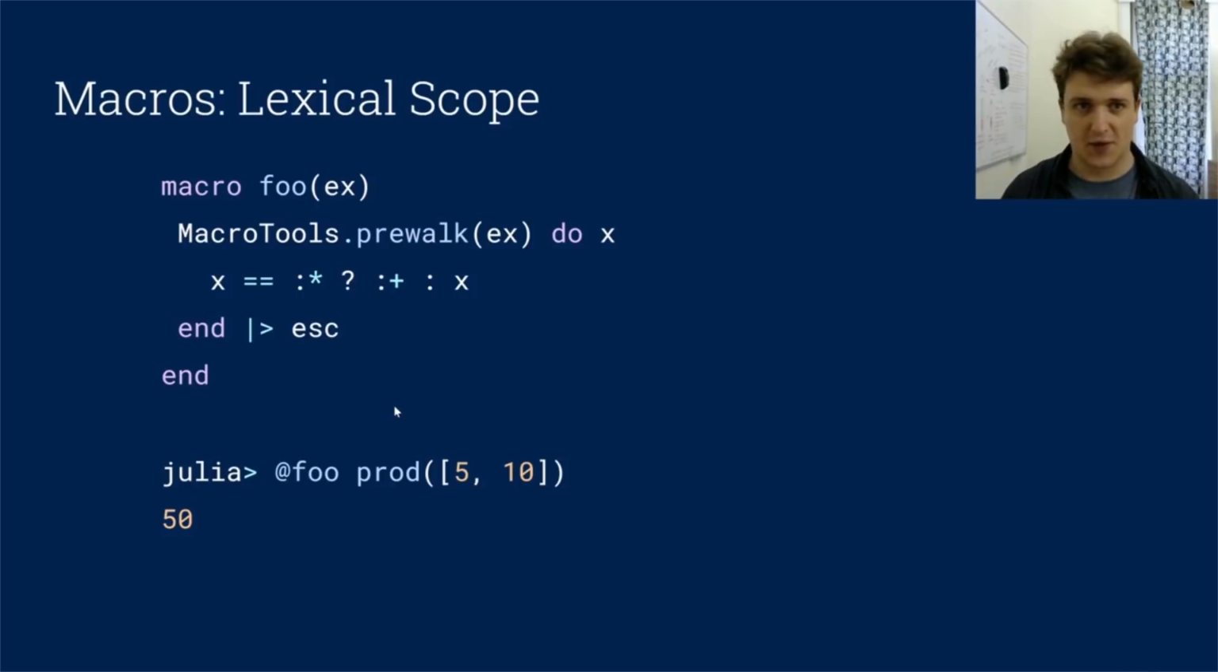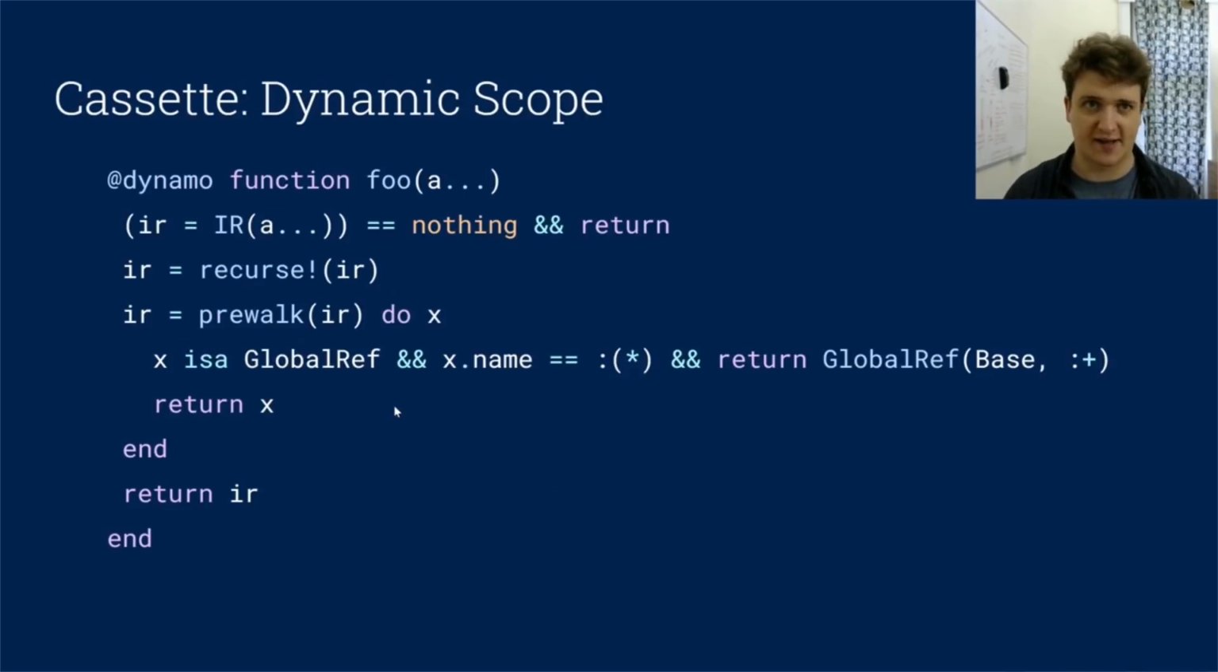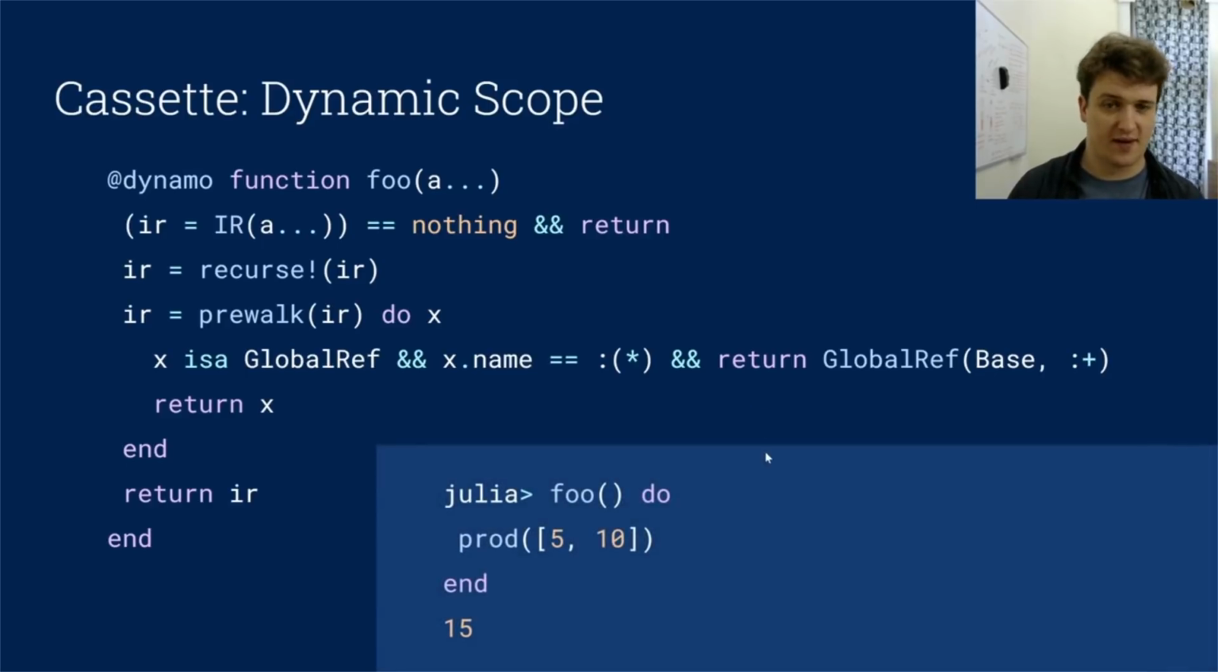So that brings us to a more powerful technique, which is the Cassette trick. There's the Cassette.jl package that implements this. There's another package, IRTools, which implements an equivalent construct with a slightly different API. That's what I'm using here. And you can see that broadly speaking, it's the same thing. We have this prewalk here, again we have a multiply and a plus. And when we apply this, what we're going to find is that it does what we want.